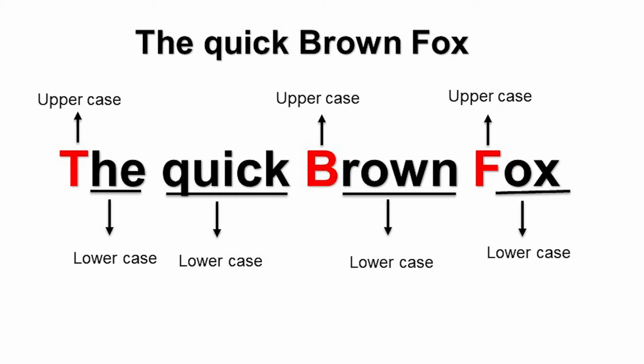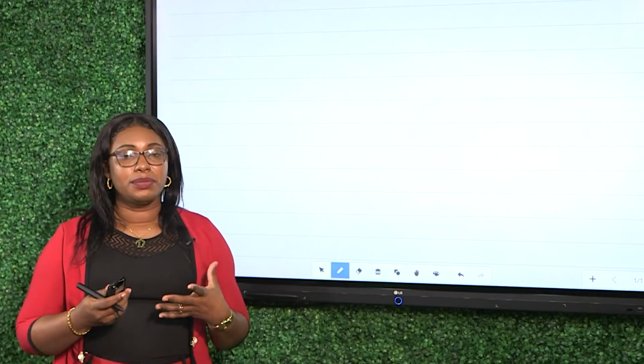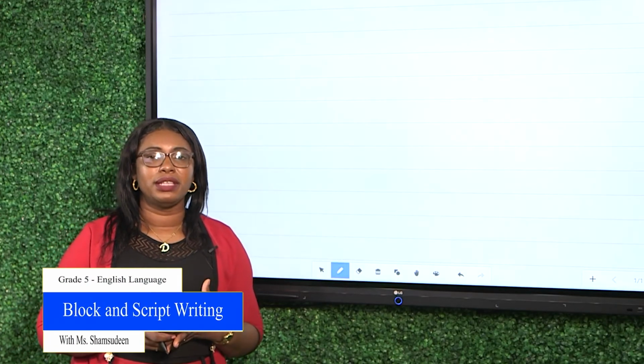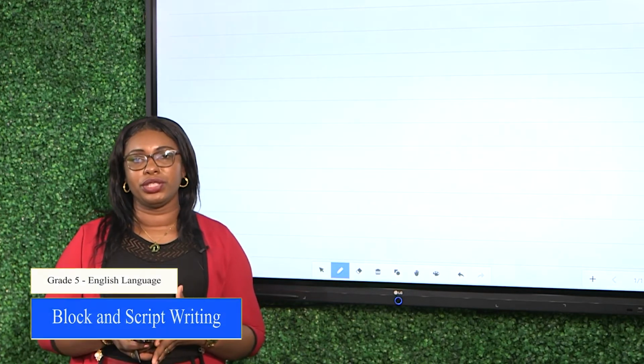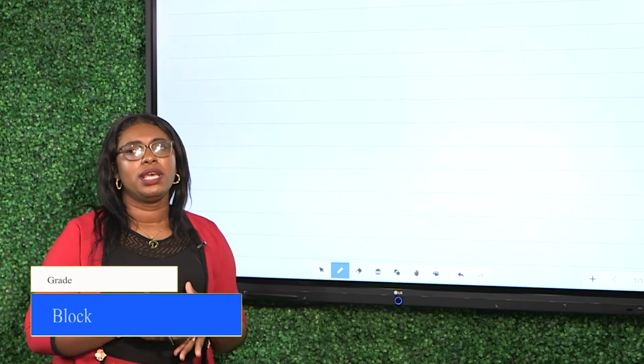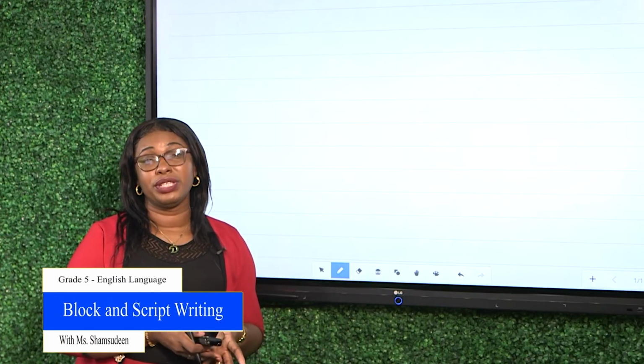Now here's a chart showing you all uppercase letters. In other words, we would use this to discuss the formation of block writing, because block writing mirrors the writing of uppercase formation. Now these letters using block formation are used for special reasons.